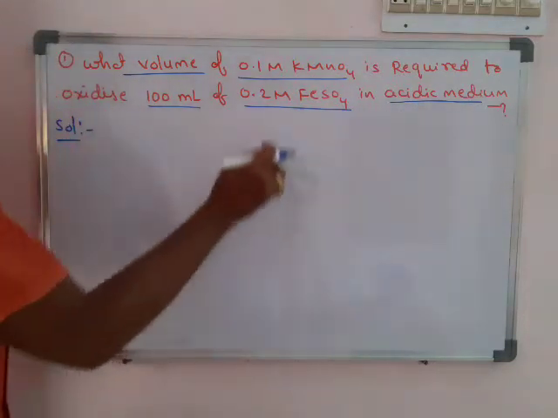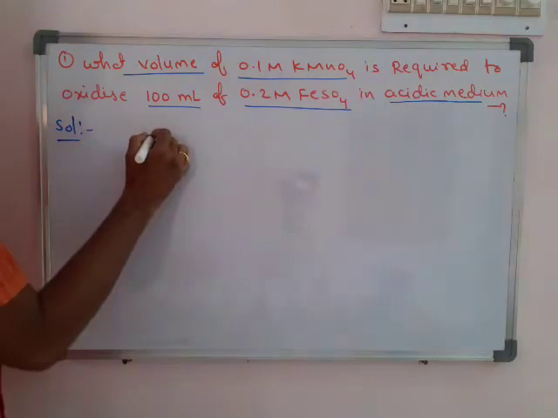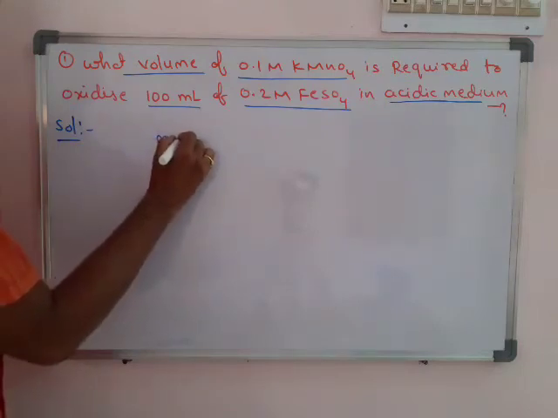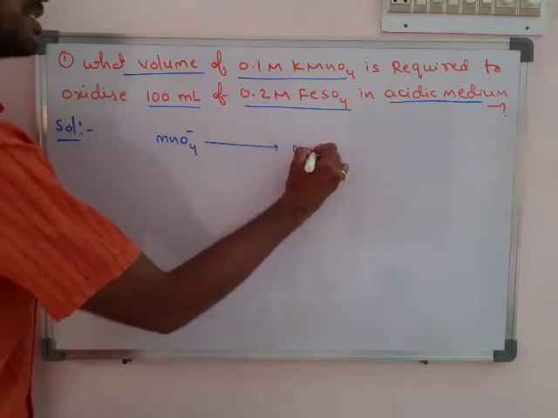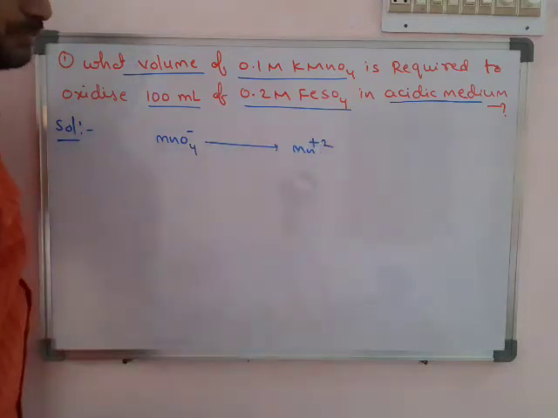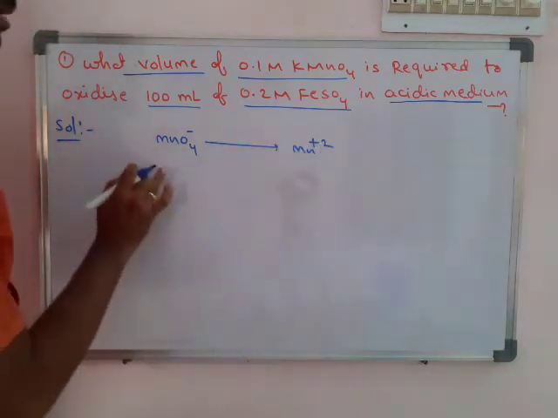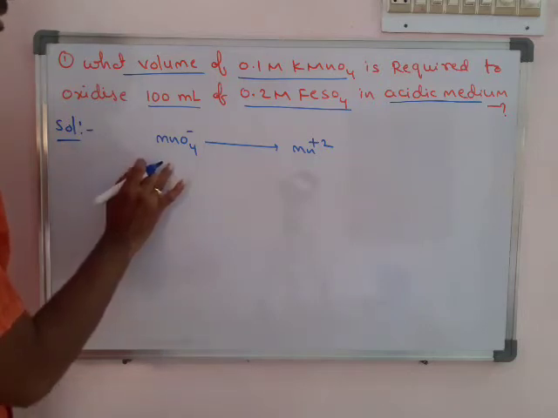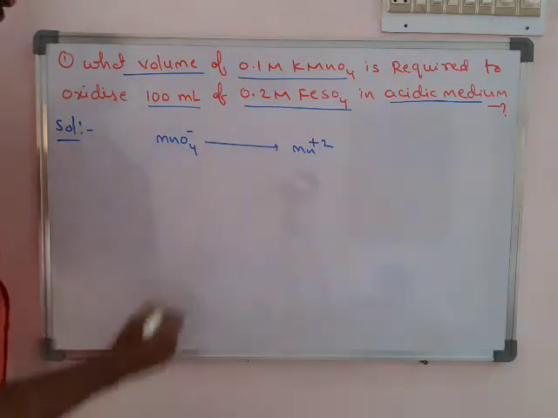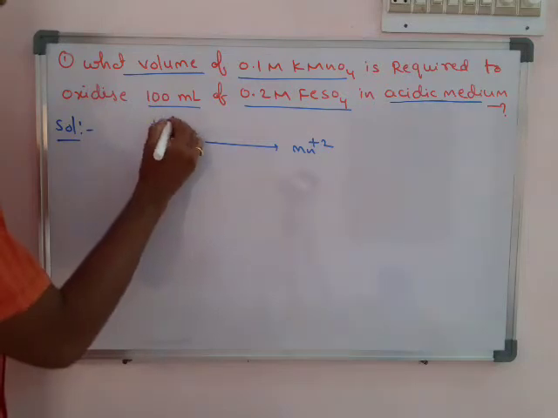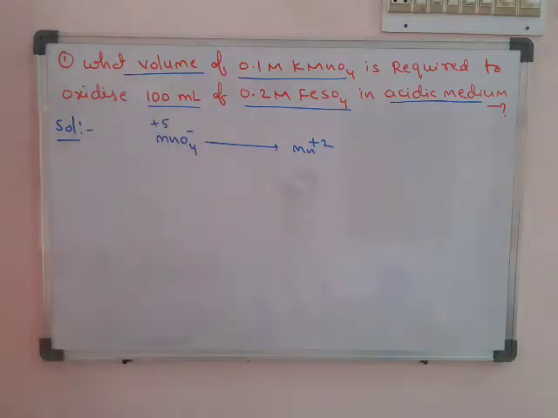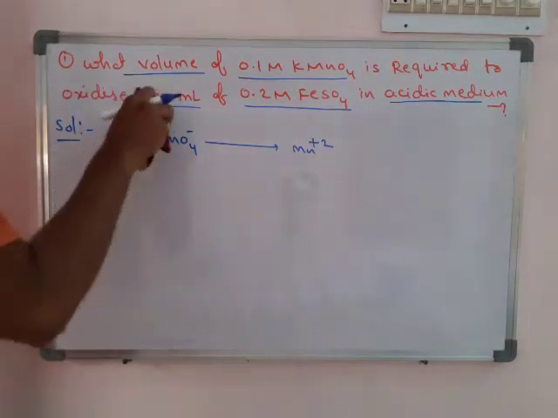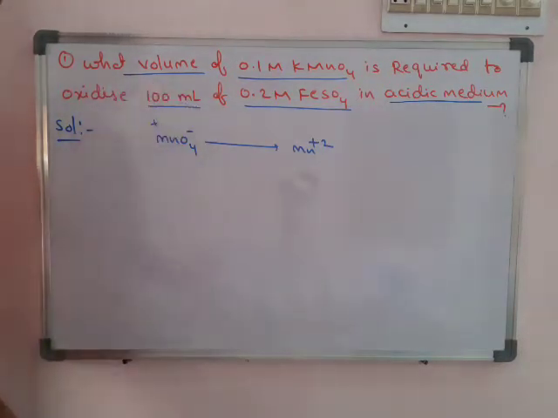We know what is the change of KMnO4 in acidic medium. So in KMnO4 which part is changed? MnO4 minus becomes Mn plus 2. We know in acidic medium permanganate ion changes to manganese ion. So what is the change in the oxidation number? Plus 7 directly to plus 2. Sorry, here, what is the oxidation number of manganese? That is plus 7.